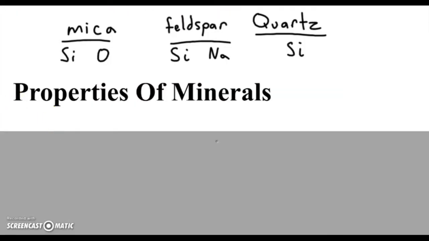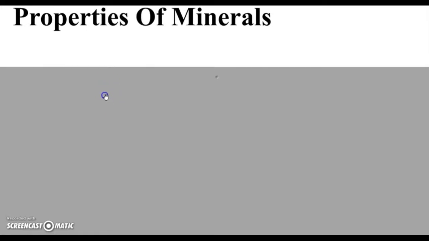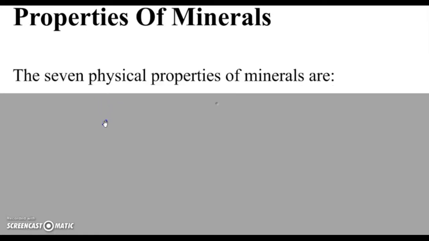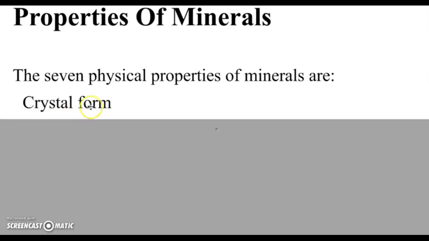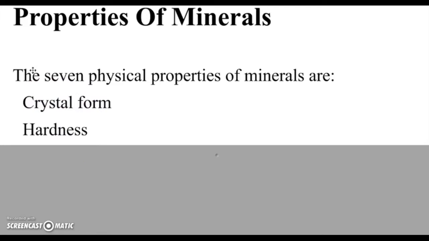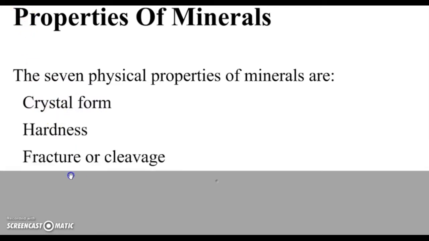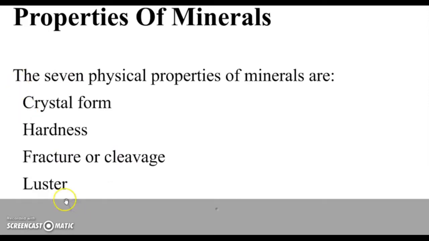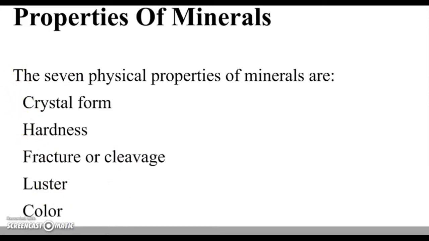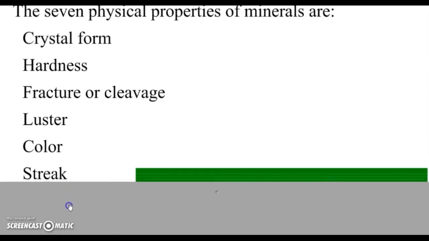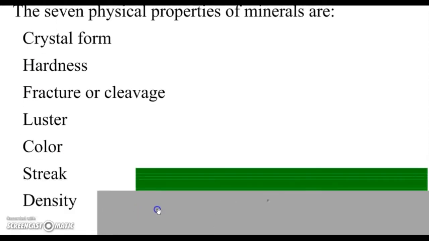And the rest of this notes packet here goes over the properties of minerals. Not a lot to write down, but this is basically this whole section. The 7 physical properties of minerals are that they have a crystal form, they have some sort of hardness to them, they have either fracture or cleavage. We have a whole lesson on that. Luster and color. Those are the different properties that make them up. Finally, their streak and their density are the different physical properties they can have. So the next units and lessons will go over these properties.